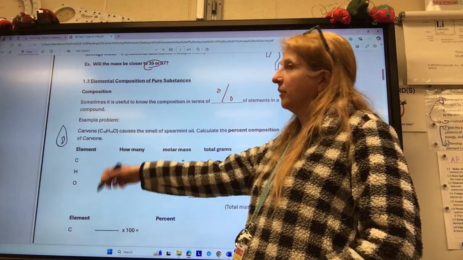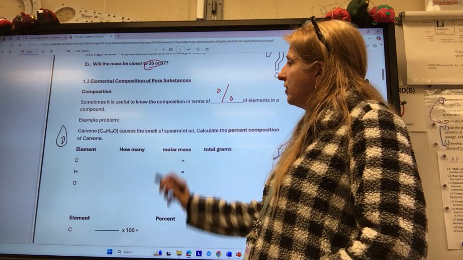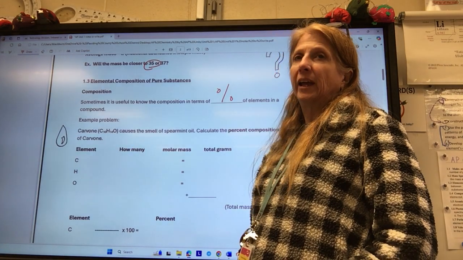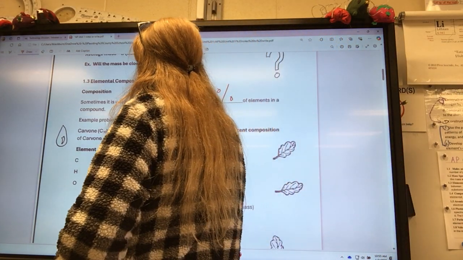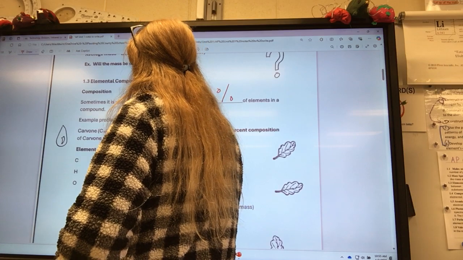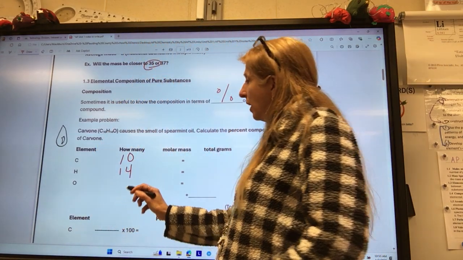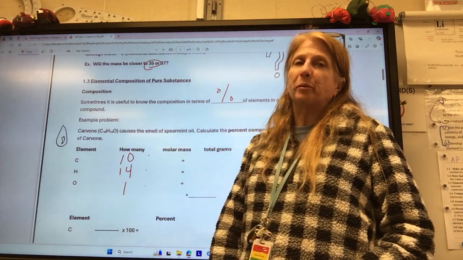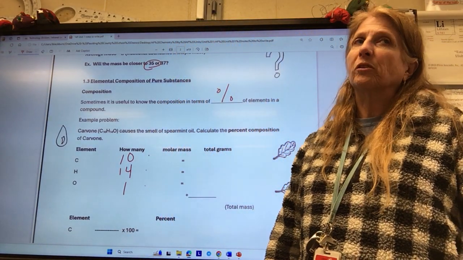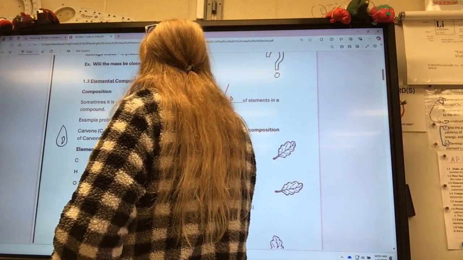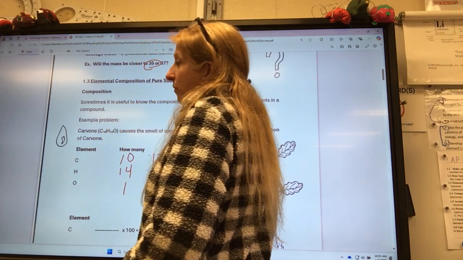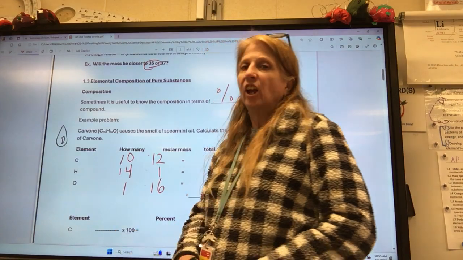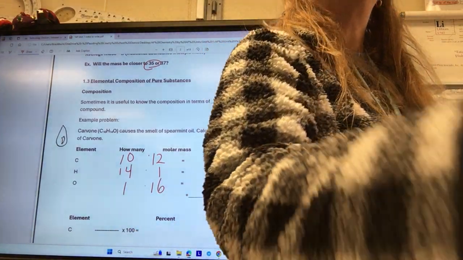So what you do is you list what you've got in it, then you tell how many by looking at the subscripts. So how many carbons do we have? 10. How many hydrogens? 14. And how many oxygens? 1. It's an understood 1. Then we multiply it times its molar mass off the periodic table. I'm just going to round to whole numbers for sake of ease here. So the molar mass of carbon rounds off to 12, hydrogen 1, and oxygen 16. Everybody cool with that? Of how I did that? Okay.